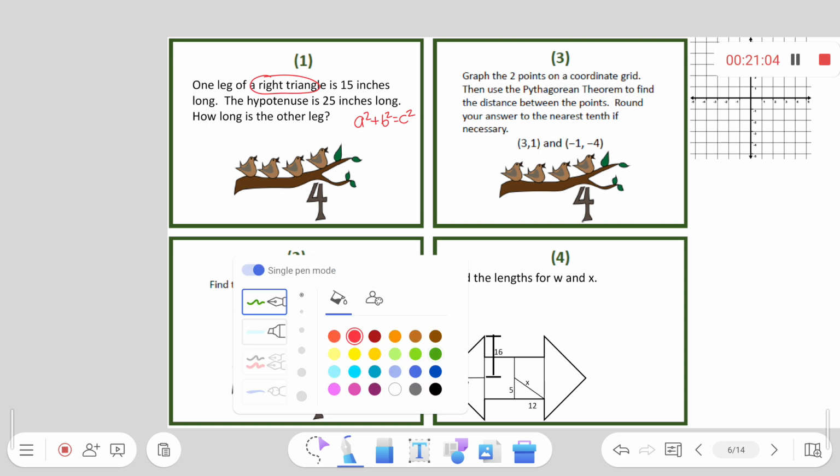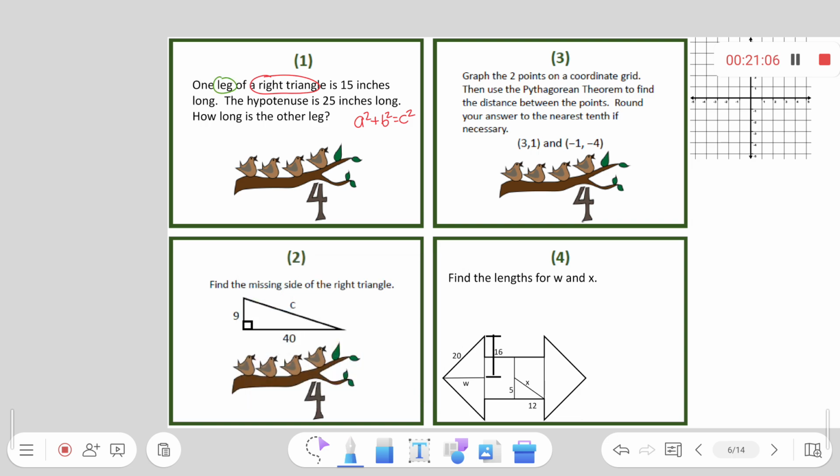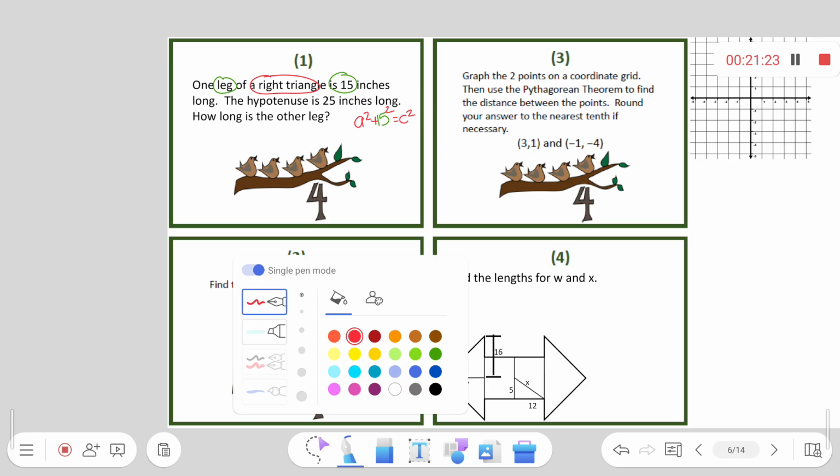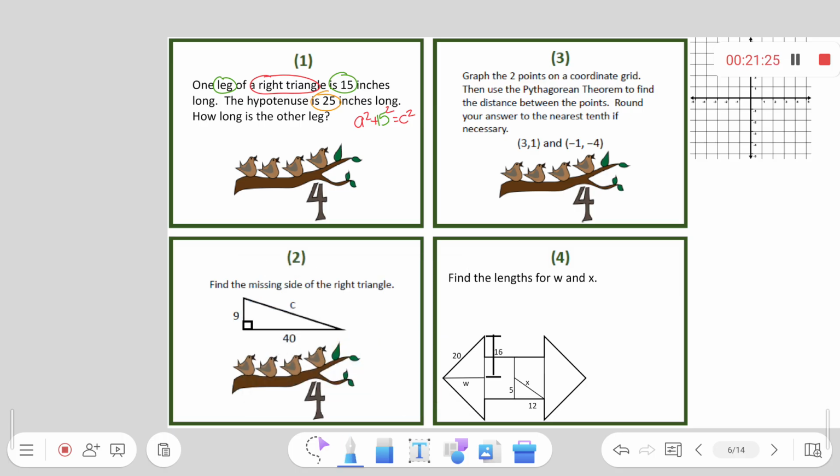Then they further tell me one leg is 15. So I can say instead of b, we'll use 15. I'm going to erase b and just put 15. Got 15 squared now. Okay, and then it tells me that the hypotenuse is 25. So I'm going to erase c and put 25.